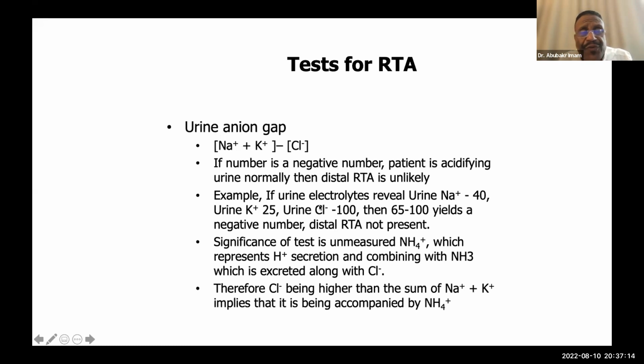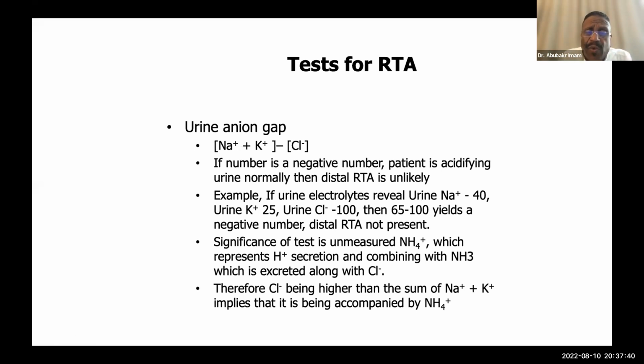For example, if your urine electrolytes reveal urine sodium is 40, urine potassium is 25, chloride is 100, then 65 minus 100 yields a negative number. Distal RTA is not present because the difference is a negative charge. The difference is coming from the ammonium as hydrogen ion.